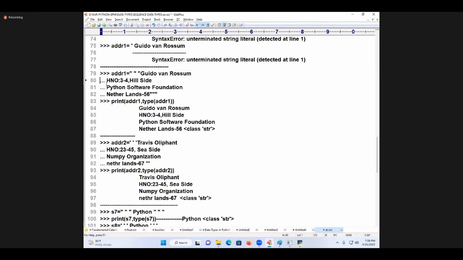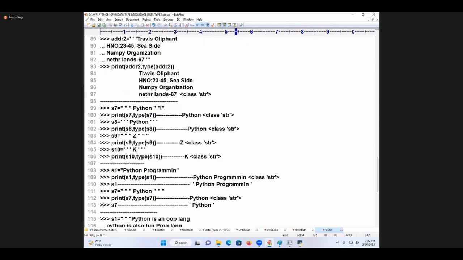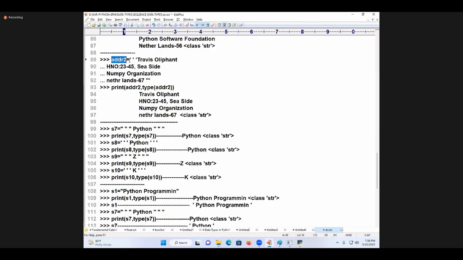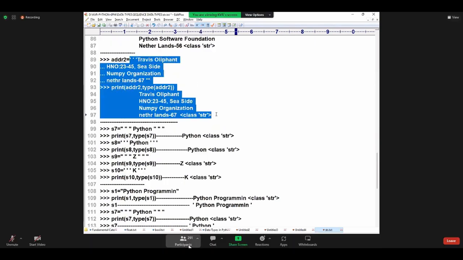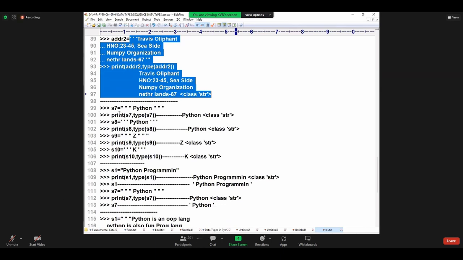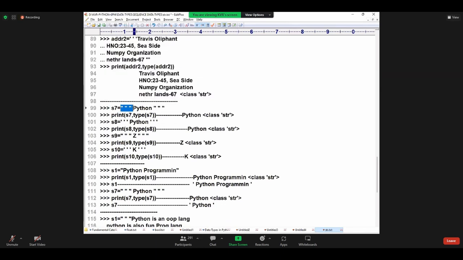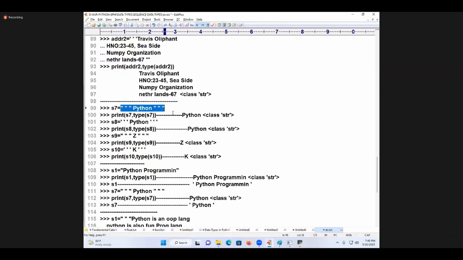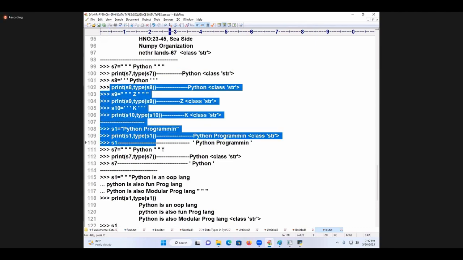Don't type the dots, by default they will come. So this is called what? Multi-lines. Ending with this or not? Printing that. What type? STR. Now I am writing ADDR2, triple single quotes, also coming. Now you come. S7, triple double quotes, Python, normal string, also treated as what? STR. Did you understand? Like that, you come to this point here.